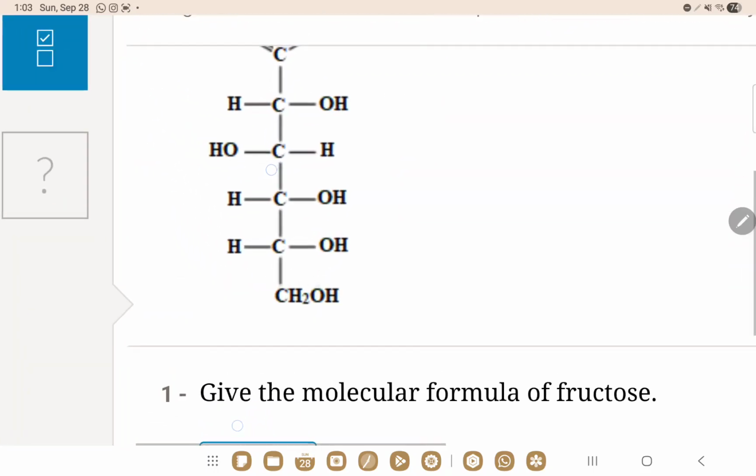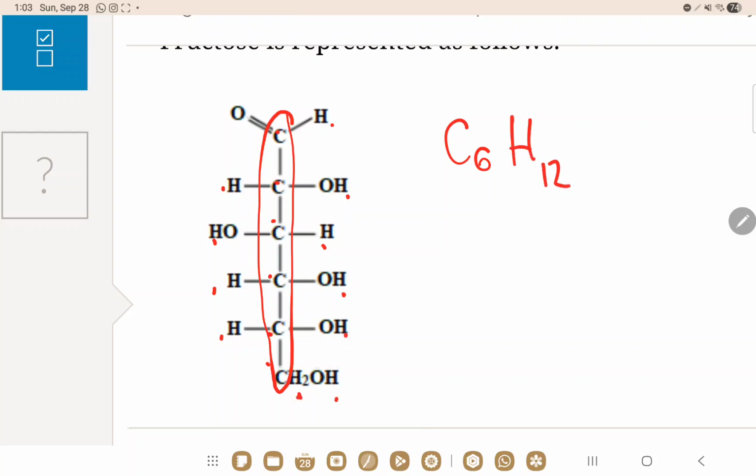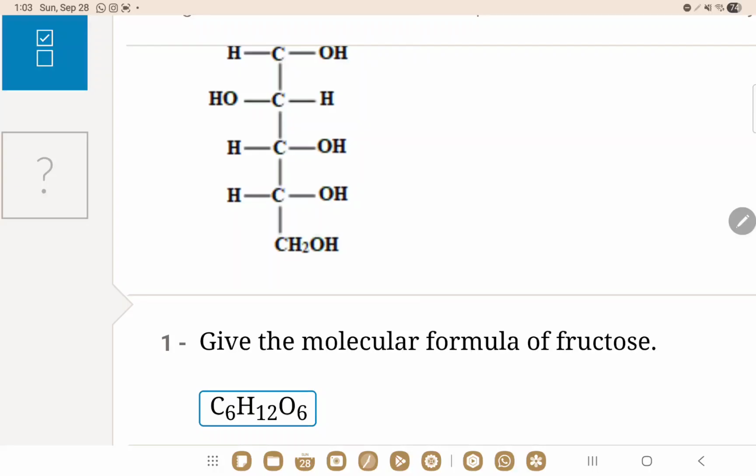Here they're just telling you to give the molecular formula, which literally means count. Count how many carbons you have. We have 1, 2, 3, 4, 5, 6. C6. Count how many hydrogens you have. You have 1, 2, 3, 4, 5, 6, 7, 8, 9, 10, 11, 12. So H12. Now count how many O's we have. We have 1, 2, 3, 4, 5, 6. O6. C6H12O6. This is our sugar, which is fructose.